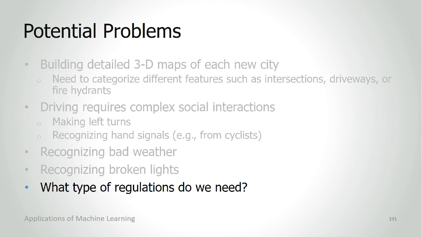I'll mention also that another use where we can use unsupervised learning here is in terms of recognizing, for instance, stop signs. They come in all different shapes.